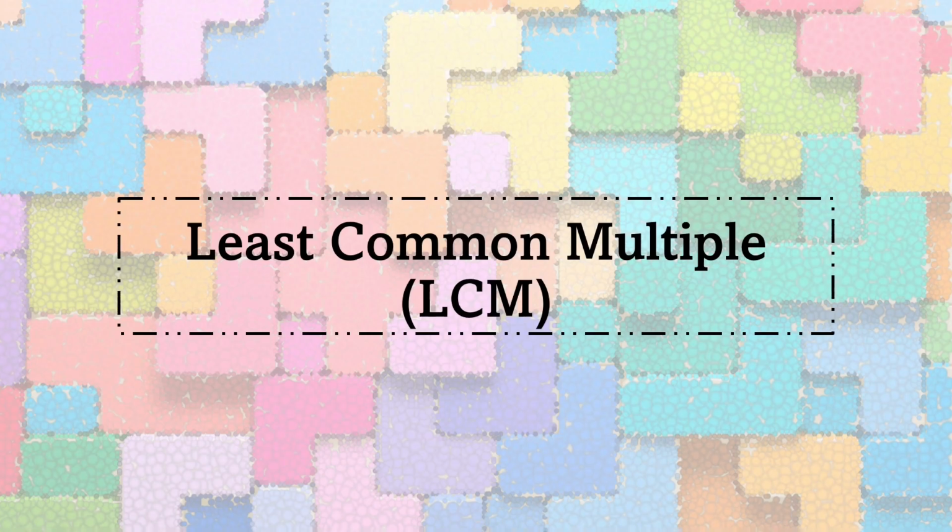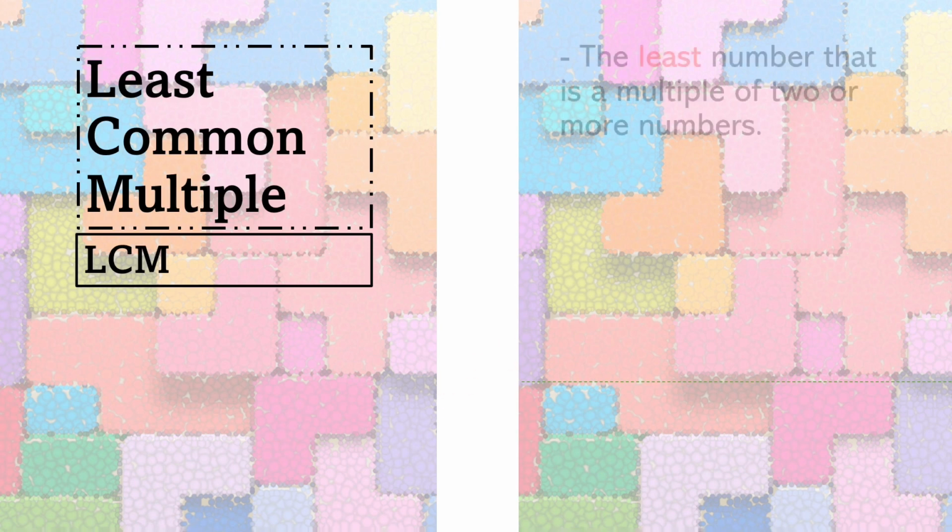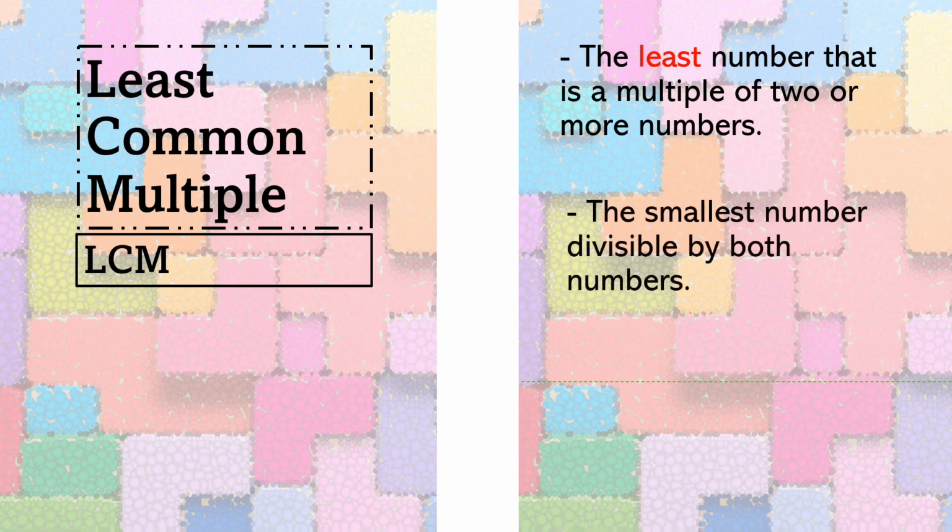Hi everyone, in this video I will be showing you how to find the least common multiple, or the LCM. First, let us define what this LCM is. It's the least number that is a multiple of two or more numbers. It is also the smallest number divisible by both numbers.